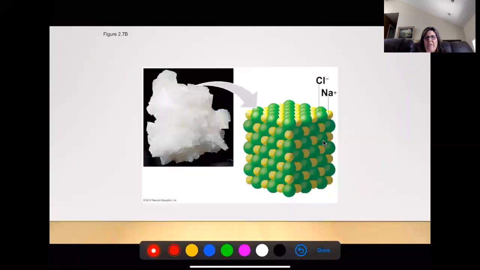And here is a picture of that salt. So again, we're going to try to get our positive and negative ions. Again, an atom with a charge is referred to as an ion. We're going to try to get them organized so that we can put our negatives and positives next to each other.